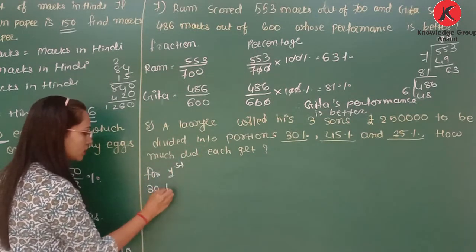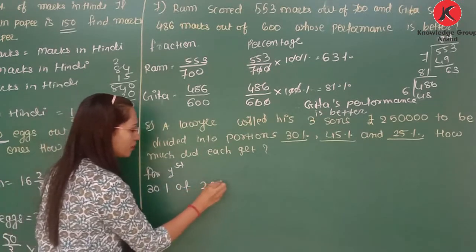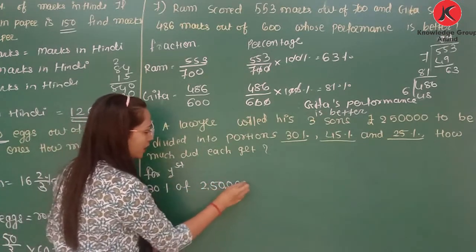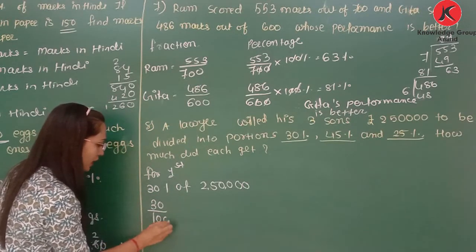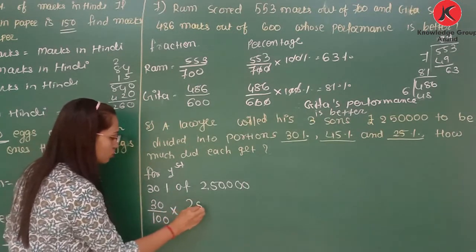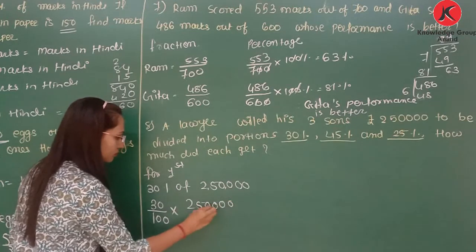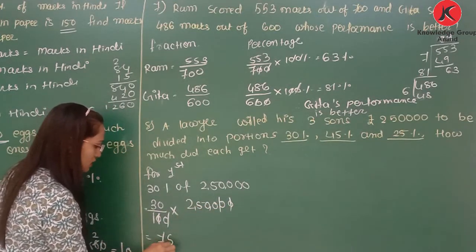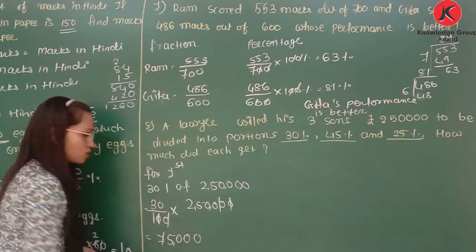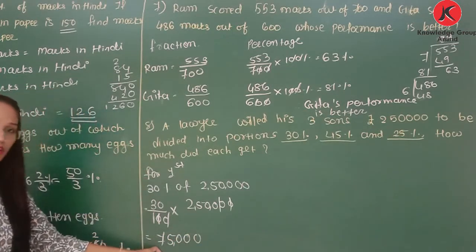The first one gets 30% of the total money, that is 2,50,000. So 30 divided by 100 multiplied by 2,50,000. So the zeros cancel, and it is 75,000. So the first son got 75,000.